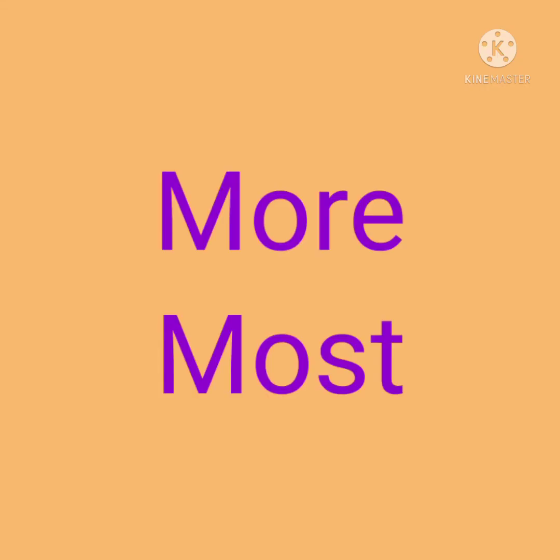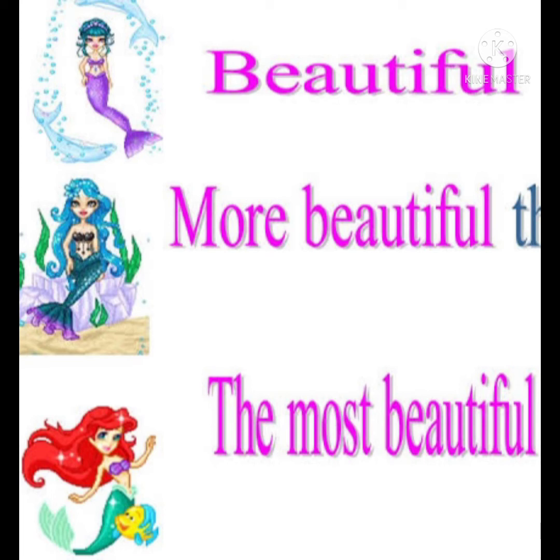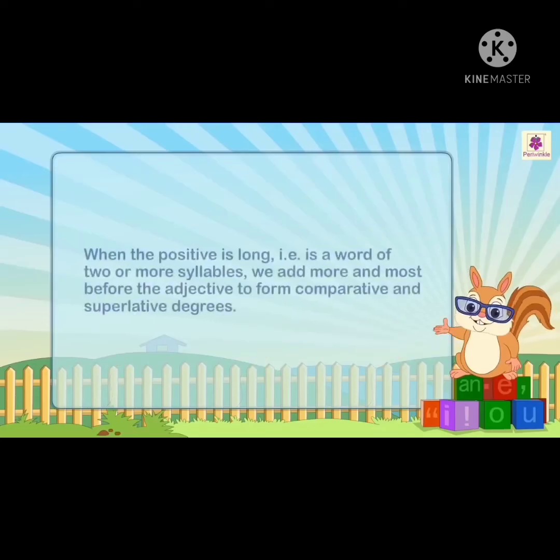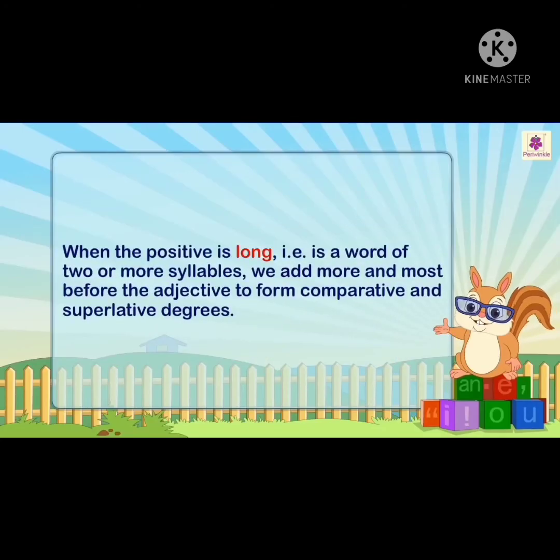If the words are in 2 or more syllables, we should add more and most. Then what should be the word for beautiful? In comparative, more beautiful, and then in superlative, the most beautiful. Now you see the definition for it. When the positive is long, that is a word of 2 or more syllables, we add more and most before the adjective to form comparative and superlative degrees.